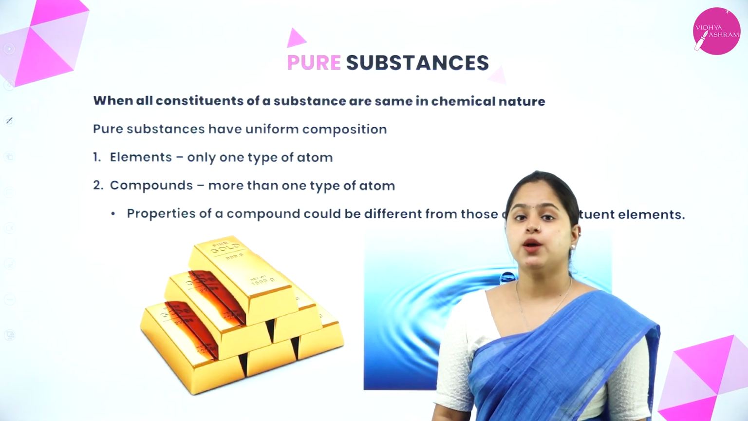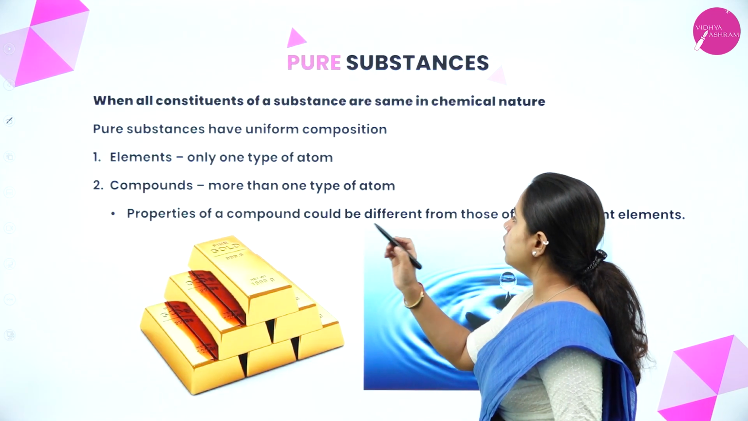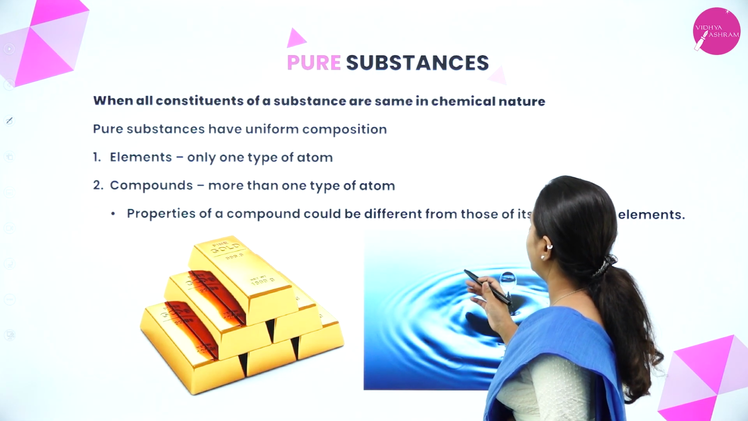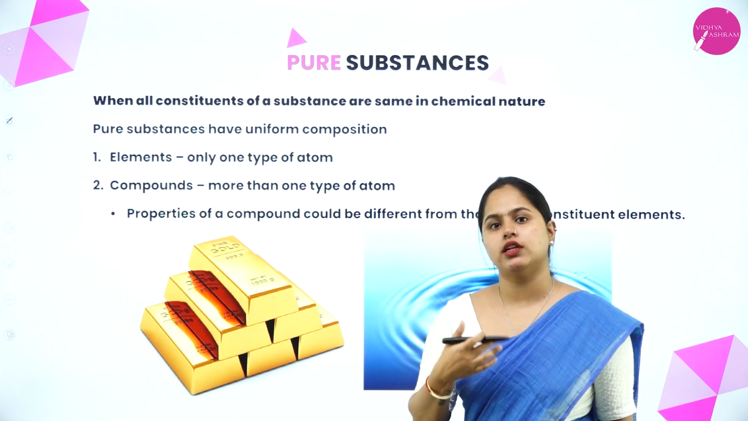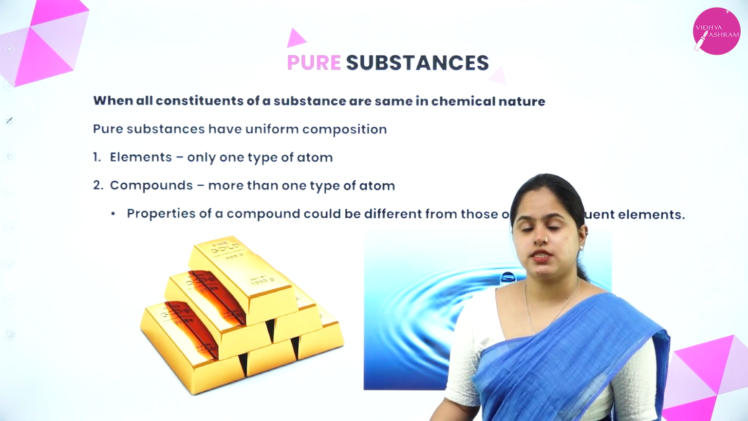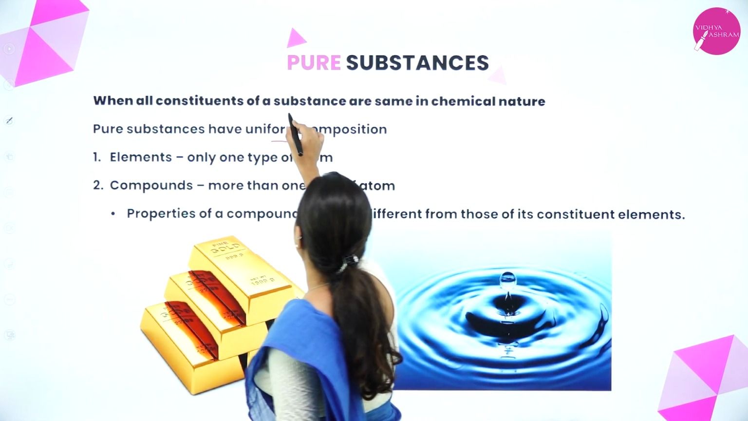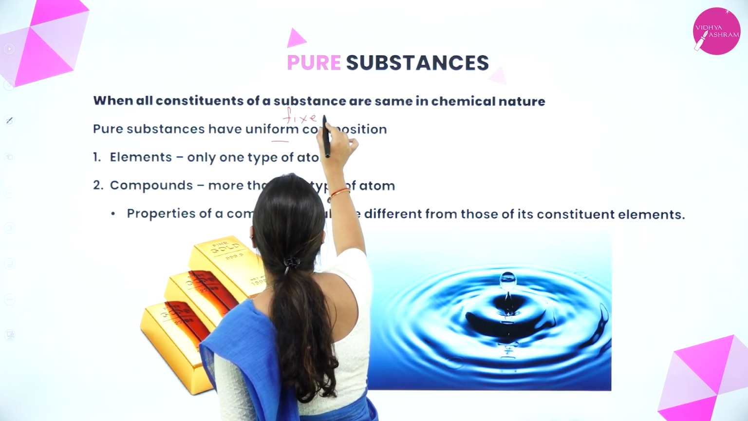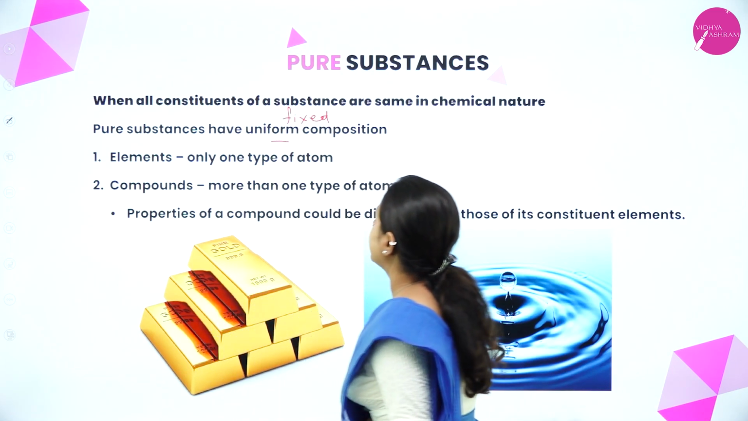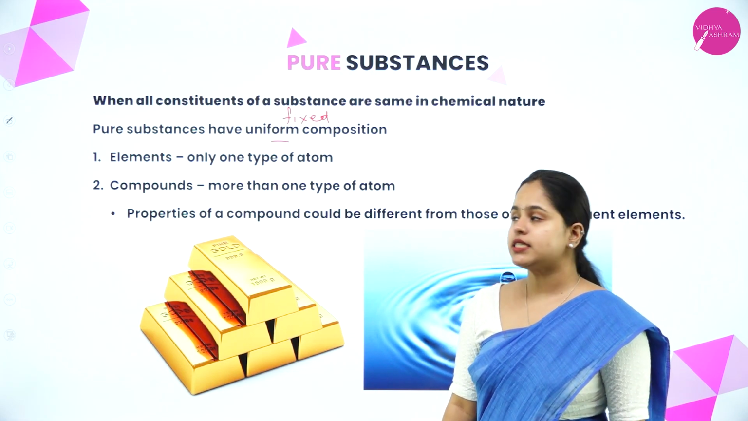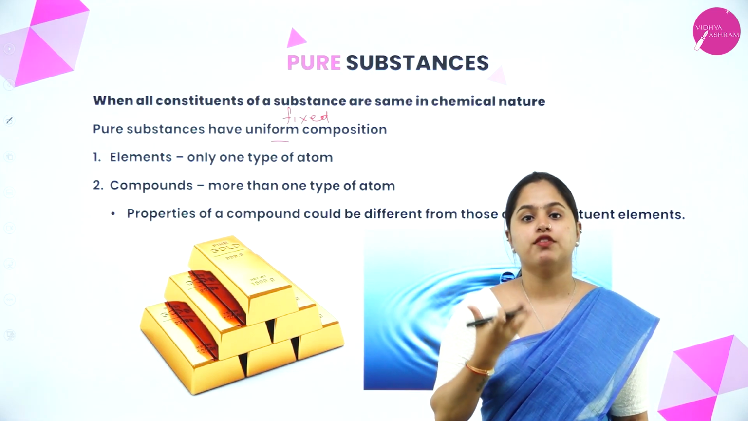So let's begin with pure substances. When all constituents of a substance are the same in chemical nature, we call it a pure substance. Pure substances have uniform composition, or you can also say they have fixed composition. So they are substances which have fixed composition.